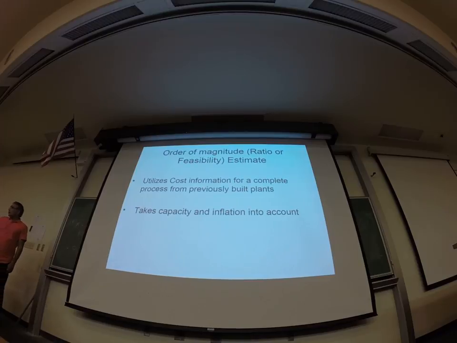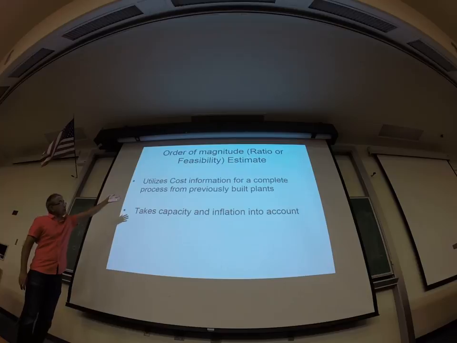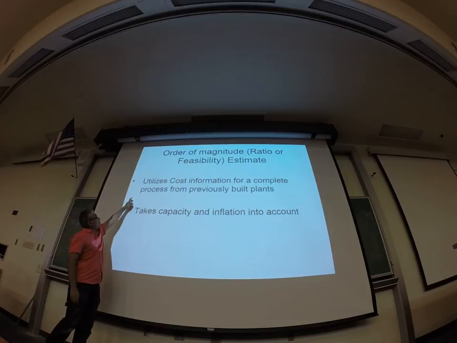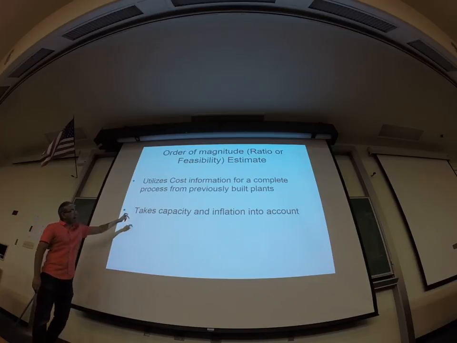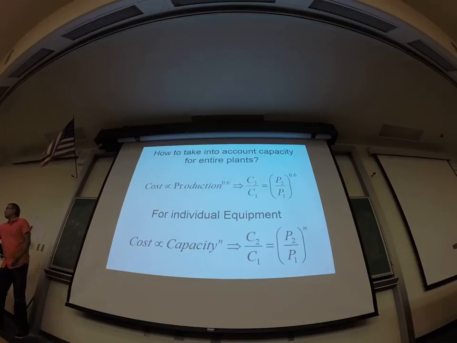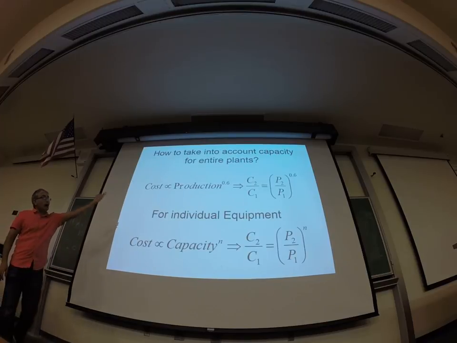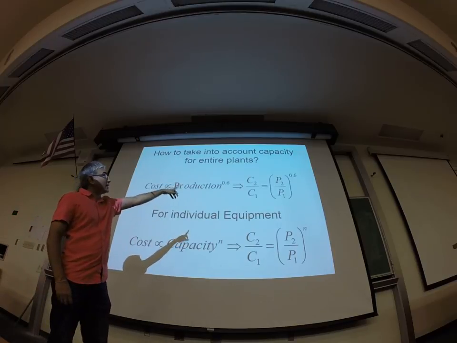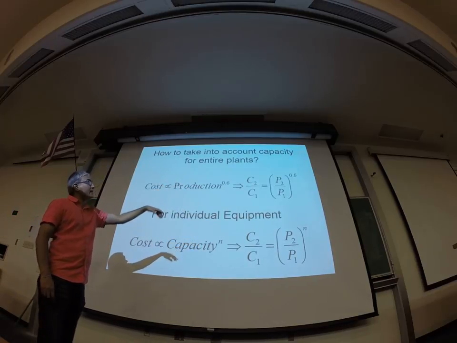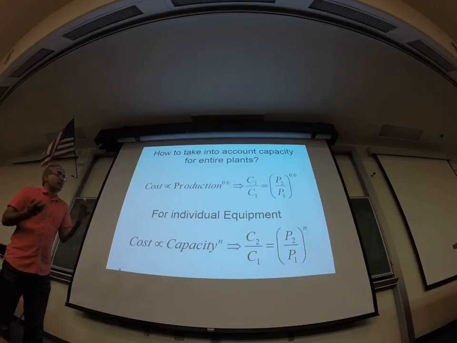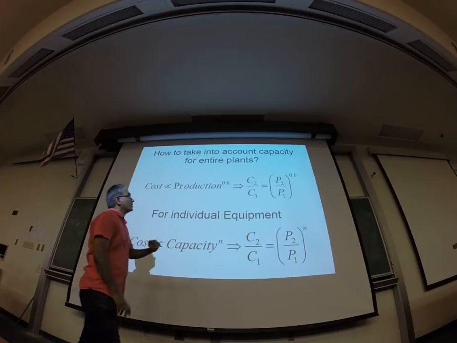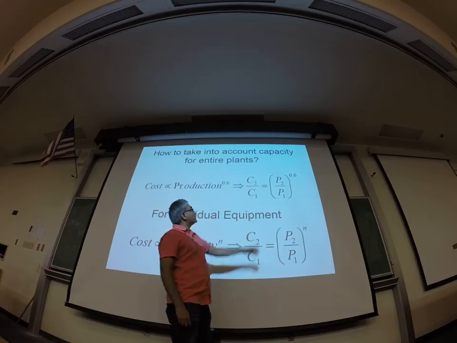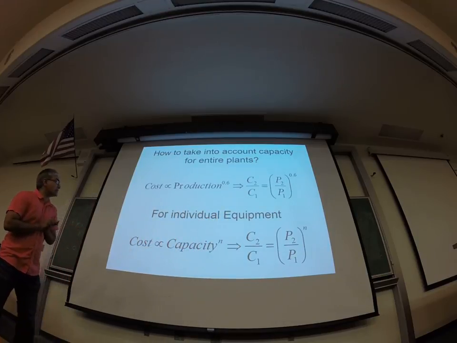Okay, so I already told you about this: the order of magnitude estimate. You take into account the cost of previously built plants, and you take capacity and inflation into account. So you scale the capacity to the power 0.6. The cost exponent is 0.6. C is the cost, P is the capacity. I think last class I used A for capacity, but it doesn't really matter. So C2 over C1 is the ratio of capacities to the power 0.6.